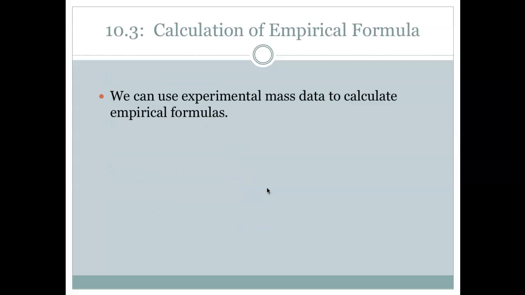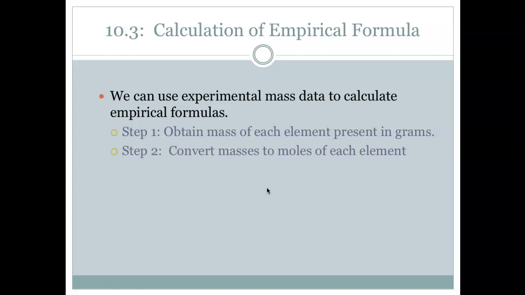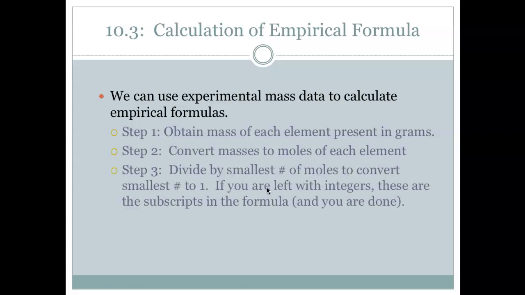Let's talk about how to calculate the empirical formula. We can use experimental mass data to calculate these. We're going to break this down into a couple of steps. In step 1, you obtain the mass of each element present in the compound. Then you convert these masses to moles of each element. Then you determine the ratio of these moles to one another by dividing through by the smallest number of moles to convert it to a whole number ratio.